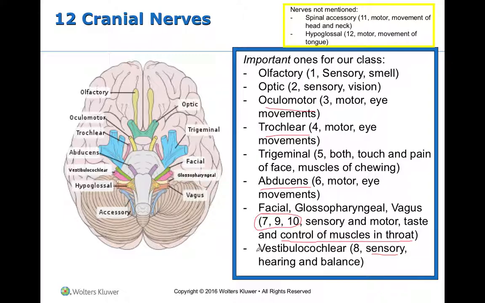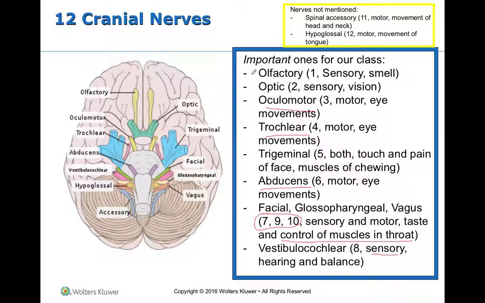Now, you won't have to memorize these for my class, but you will need to know them for 373 if you're taking physiological psychology lab. But for our class, you will need to be able to highlight the important ones as we go through each of the sensory systems.